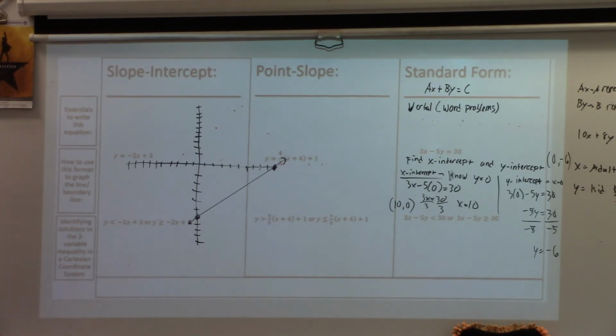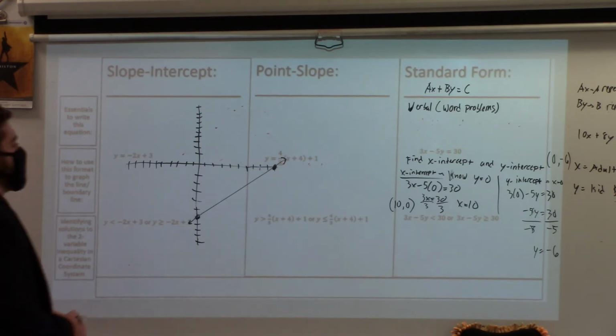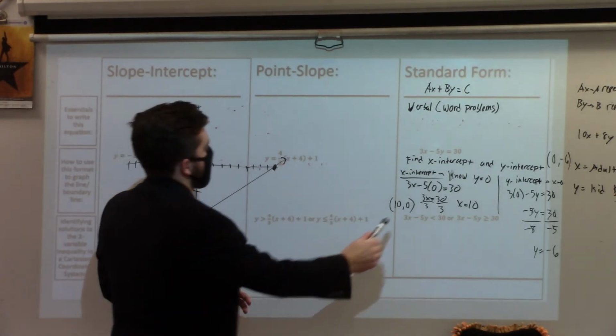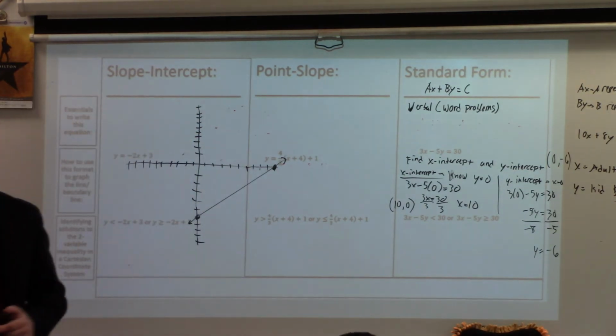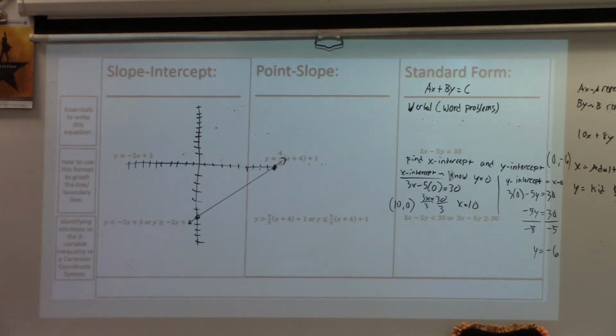Okay, so I wanna take just a few more minutes to talk about, so now we've looked at graphing standard form as an equation, so now how would the process change? I wanna start with this: 3x minus 5y is less than 30. How would our process change for graphing that and identifying the solutions to that inequality? What do we think?